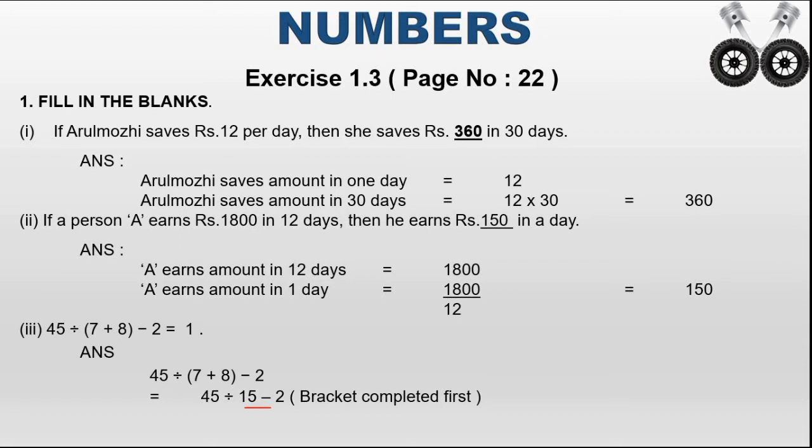Okay, so what is the next rule? Division should be executed. What are the operands here? 45 and 15. So 45 divided by 15. The answer we will get is 3.